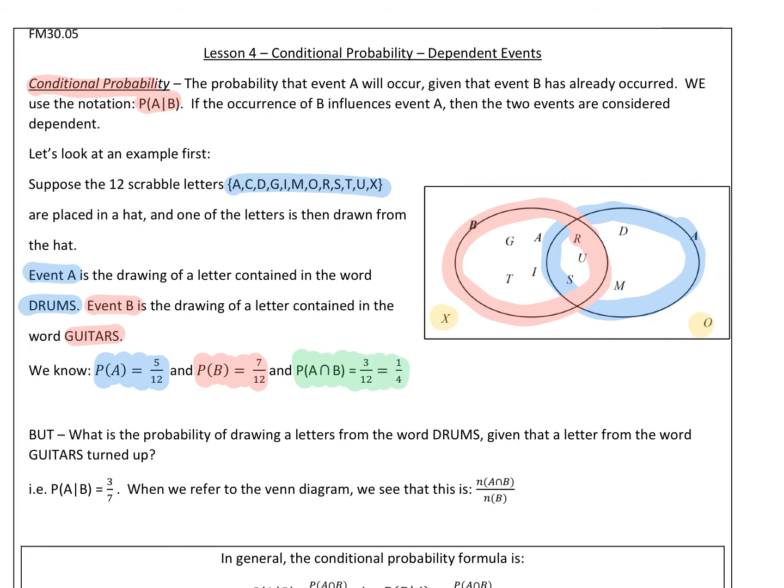But what is the probability of drawing letters from the word drums given that a letter from the word guitars turned up? So basically what I'm doing here is I'm reducing the number of letters to choose from. Instead of having 12 letters to choose from, I'm telling you that the letters that you have in your hand are from the word guitars, and how many of those form the word drums? So now, instead of it being the whole set, my given set is here, and there are 3 of those that belong to the word drums. So the probability of A given B is 3/7. When we refer to the Venn diagram, it's the number that are in both A and B, so 3, divided by the number that are in B.